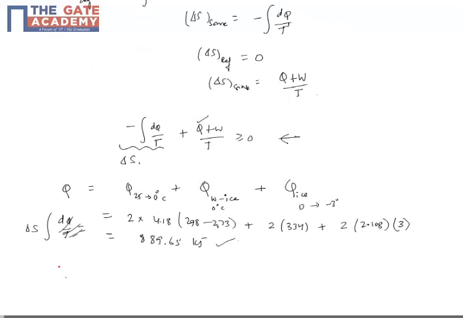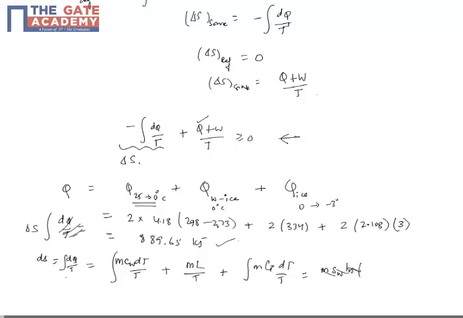Now let's come to the entropy change. For the first process, where water goes from 25 to 0, the dQ is m times specific heat of water times dT, divided by T. Plus for the second process, where the temperature is constant, Q by T is mL by T. For the third process, it's similar: mass times specific heat of ice times dT by T. And the integral of dT by T is ln T2 by T1.